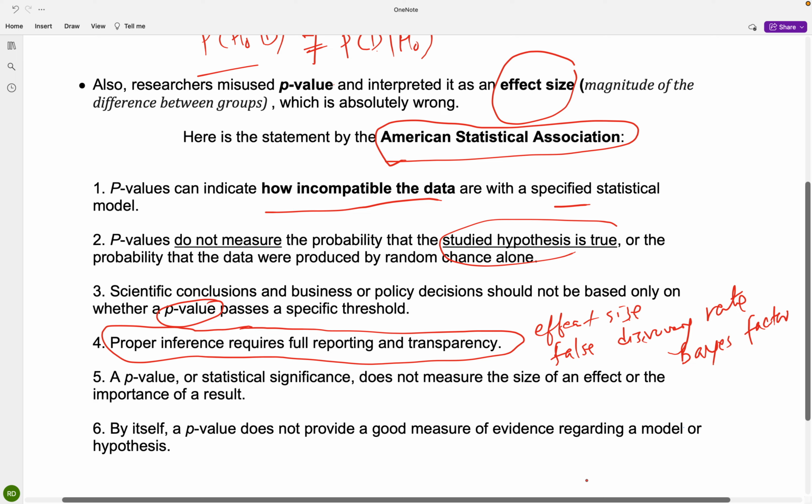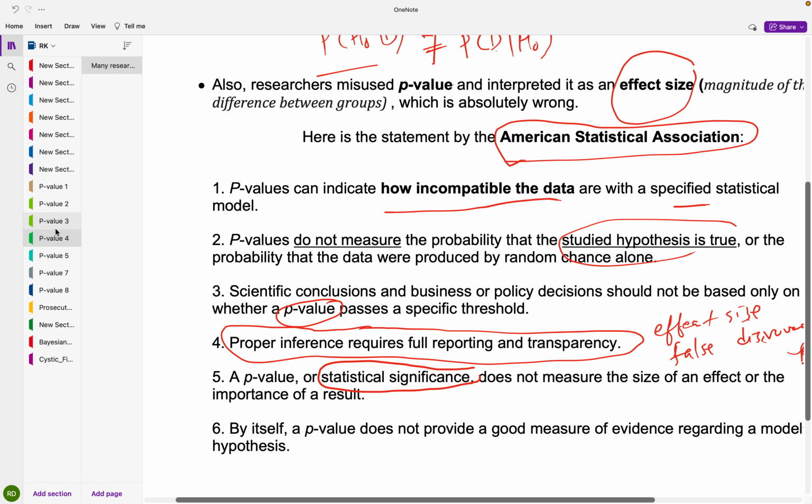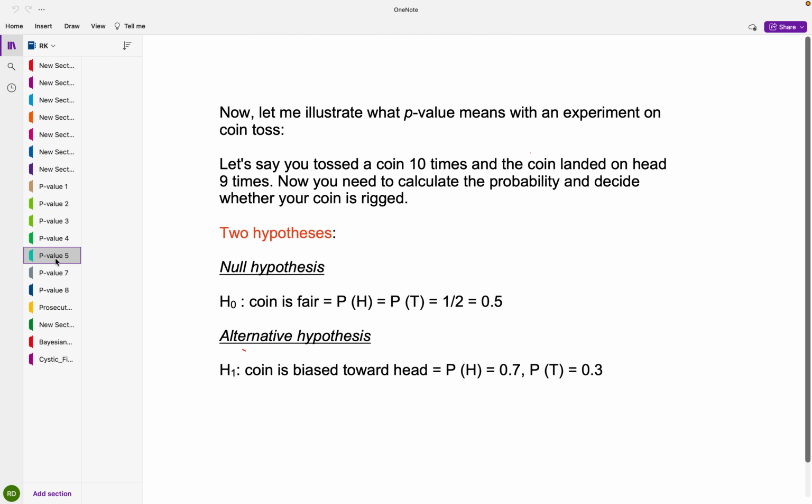And p-value is simply a statistical significance. It is not a practical significance. Just because you have a p-value of 0.0001 doesn't mean you have a big effect size. There is no correlation. So you shouldn't use p-value as a silver bullet. It's just statistical significance, not practical significance. That's what the American Statistical Association warned researchers against.